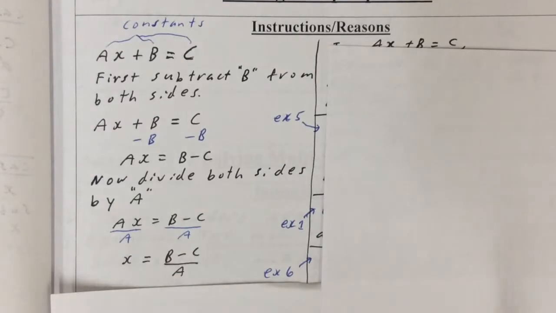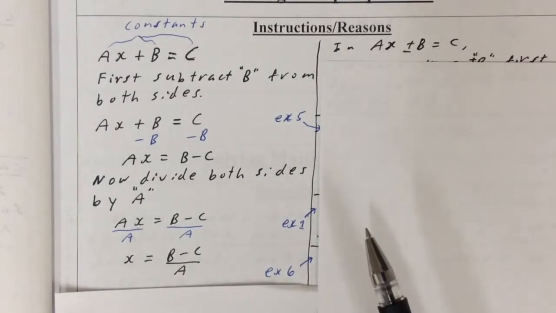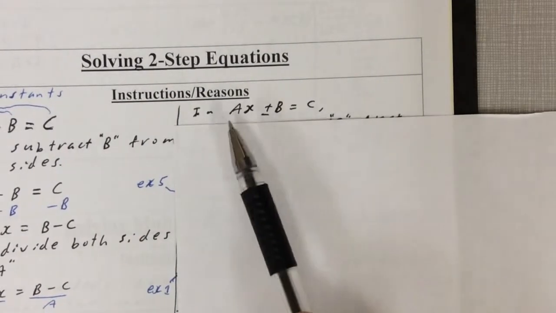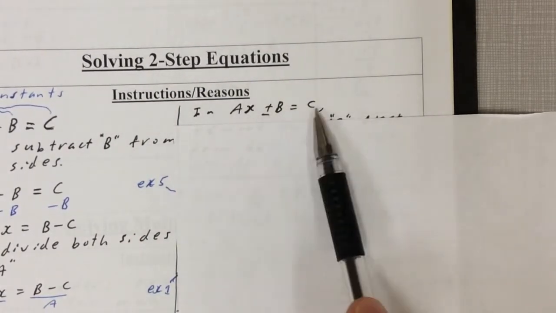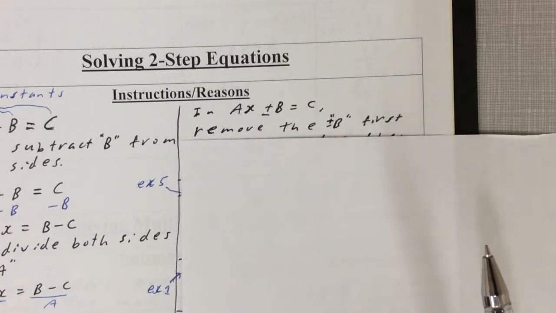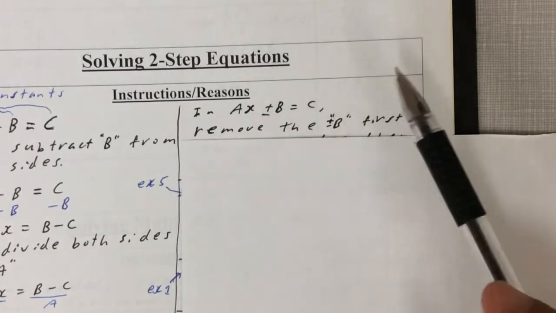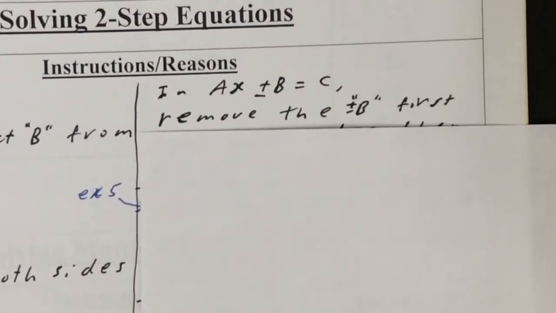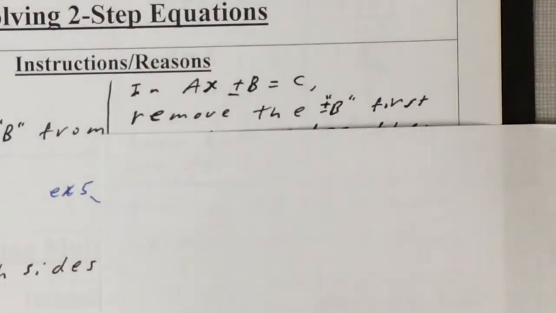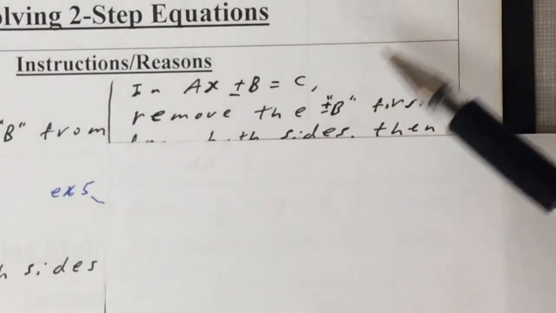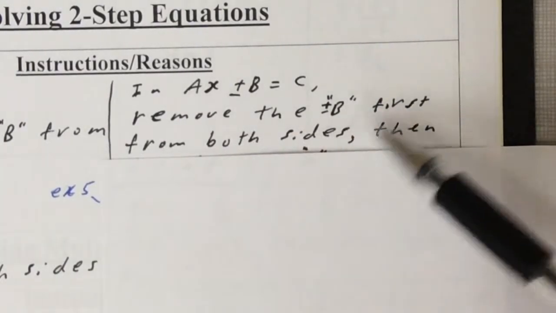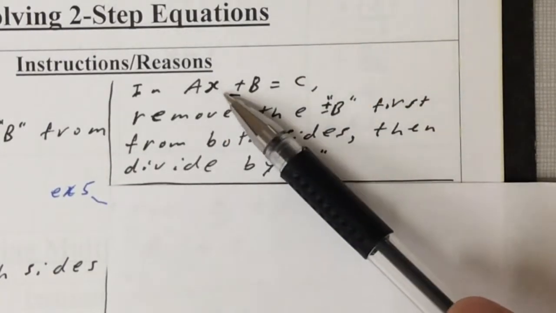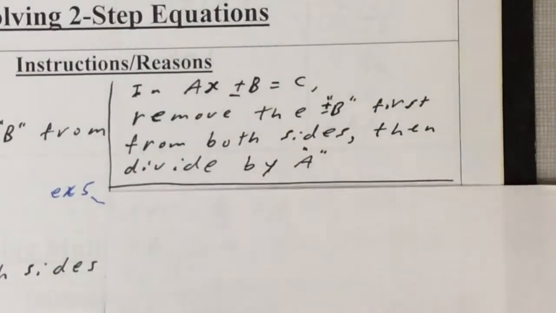So that's the big idea. Now you can see the process for a more general statement: ax plus or minus b equals c. In this case, the first thing you want to do is remove the plus or minus b, and you're going to do that by adding or subtracting from both sides. Then divide by a to solve for x.